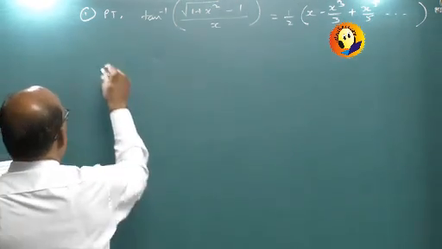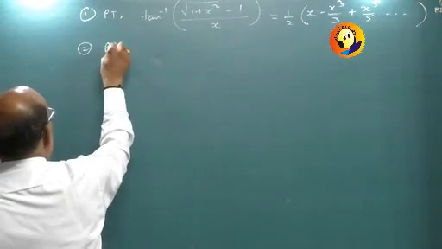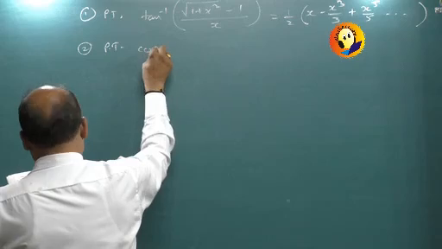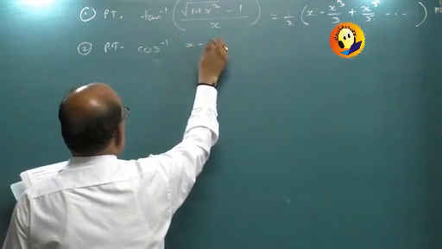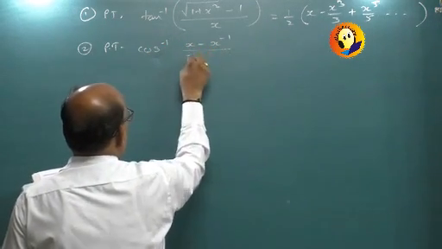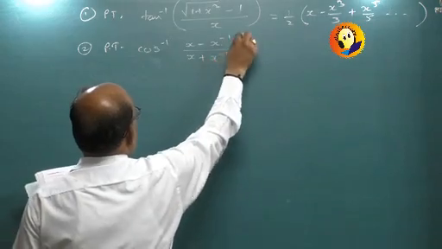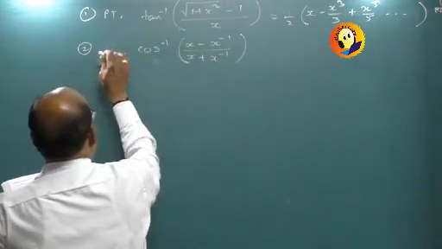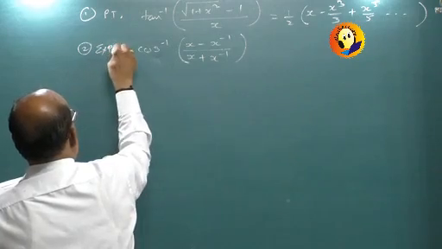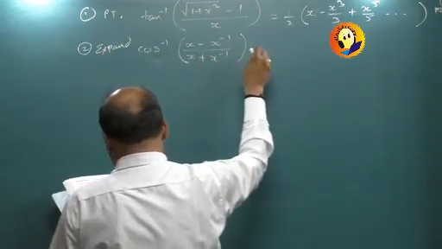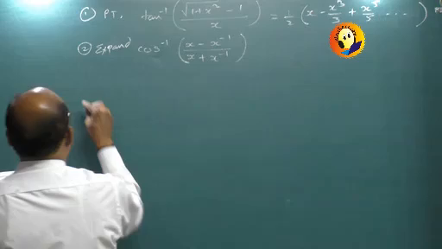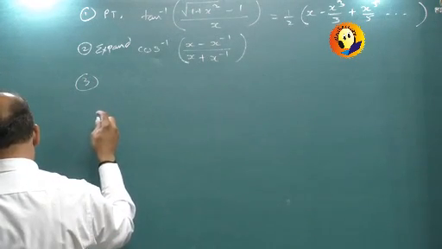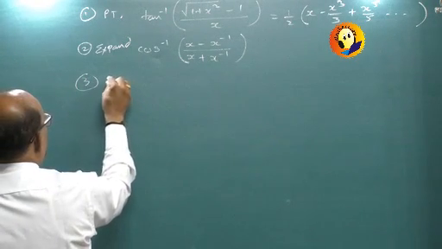Next, second, prove that cos inverse of x minus x raised to minus 1 upon x plus x raised to minus 1, rather expand, they say. Expand this. Third, it is again expand.